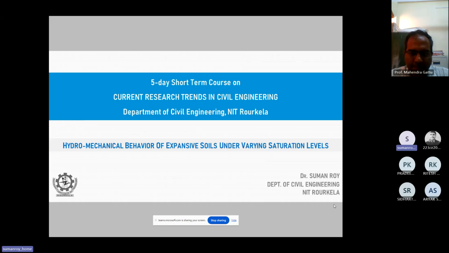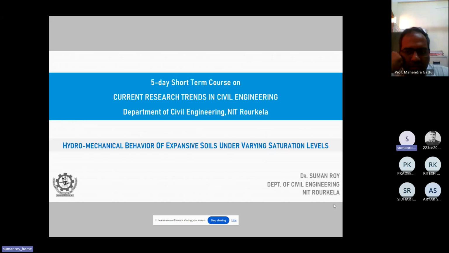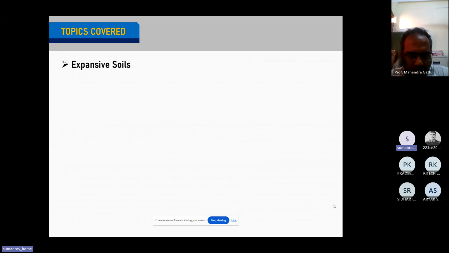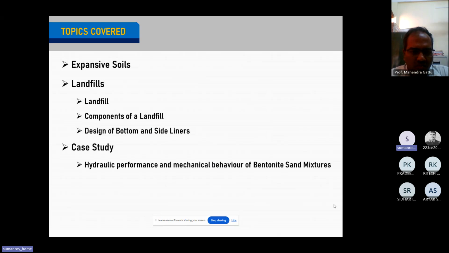So the topic is going to be on the hydromechanical behavior of expansive soils under varying saturation levels, or let us say under varying water content levels. In this process, we are going to cover the basic topics of what expansive soils generally are, and then the thing called landfills, what it is, what its components are, and how to design them. Then a particular case study of how this study on expansive soils is going to help design parts of landfills. That is what the hydraulic performance and mechanical behavior of bentonite sand mixtures is about. We will deal more with these bentonite sand mixtures when we discuss the specific part.